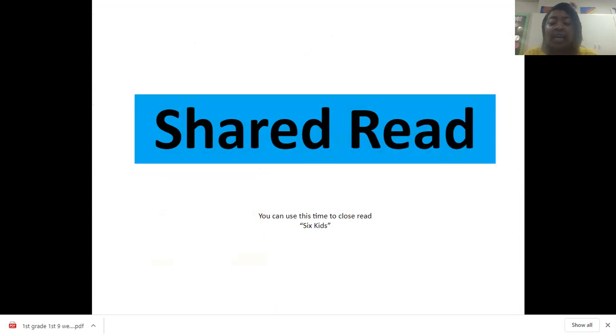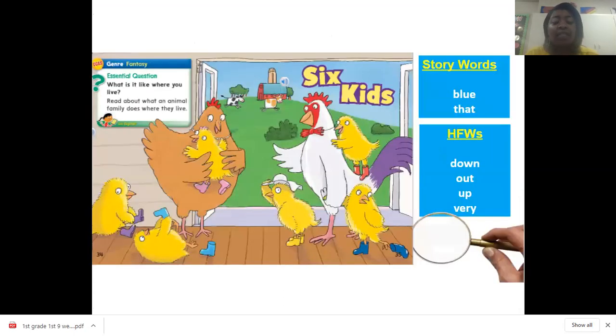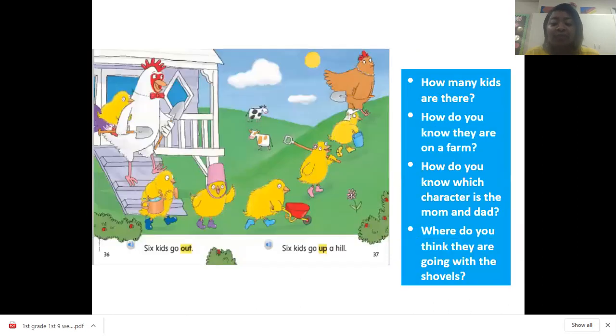All right, now again, this is our shared read, 6 Kids. You can take this time and you can actually read this story just like we did yesterday, and you can go over it and build fluency and practice recognizing the words that have the short i sound. You can build your confidence. You can come up with your own questions that you can ask maybe a friend or a relative. So make sure that you do that.